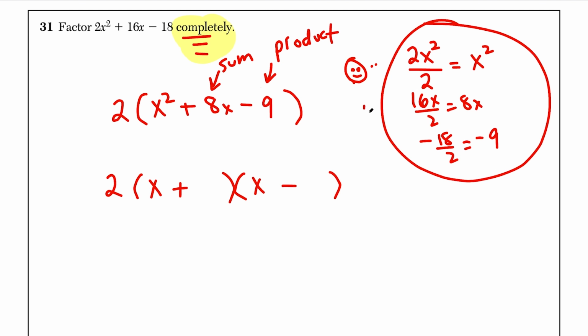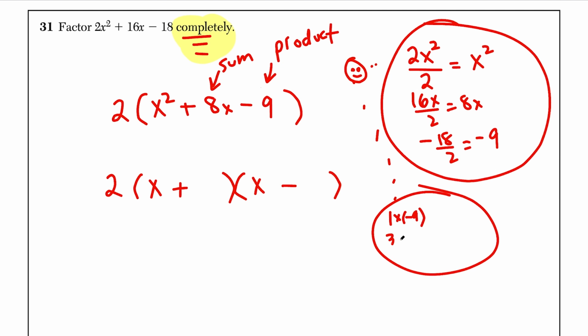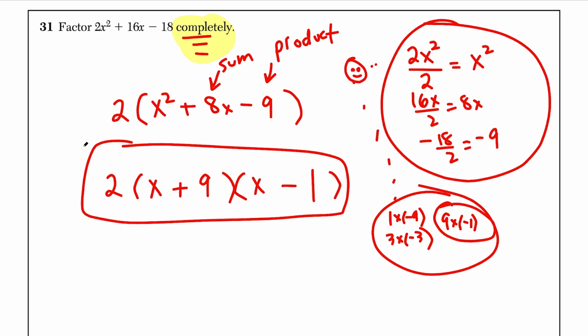So now think about the factors of negative 9. We could have something like 1 times negative 9. We could have 3 times negative 3. And the only other possibility here would be 9 times negative 1. But now think about each of these pairs, which of them add up to make 8. And the pair that you would want here would be 9 and negative 1, because if you did 9 plus negative 1, you would get positive 8. So we have x plus 9 and x minus 1 like this. So this would be our expression factored completely.